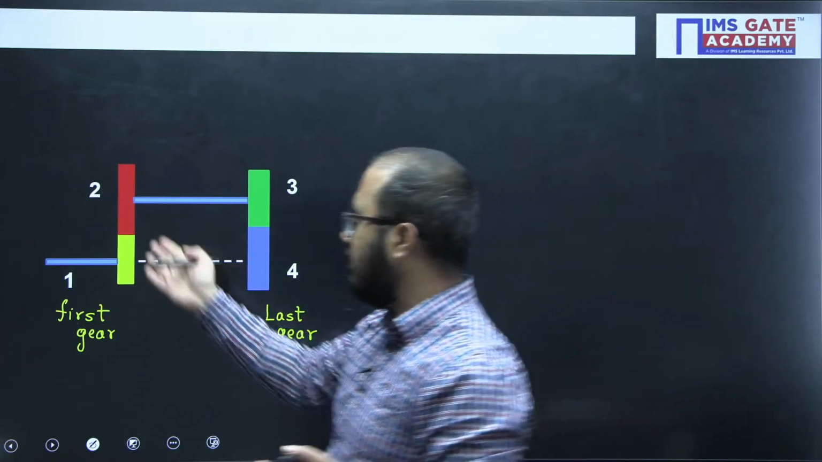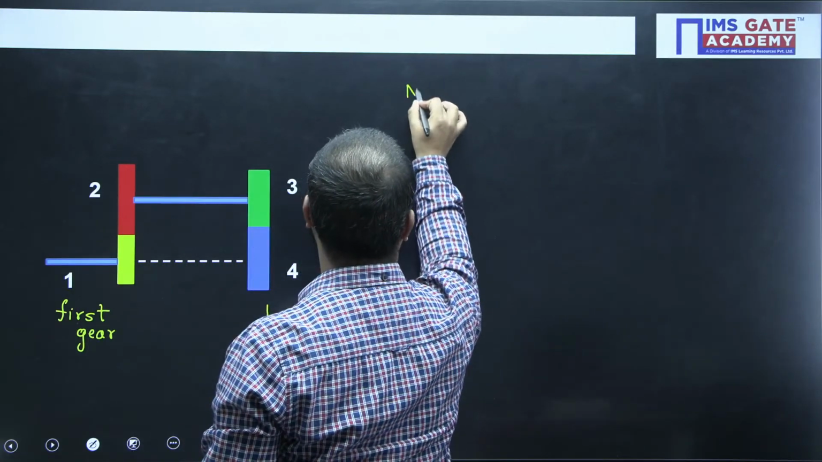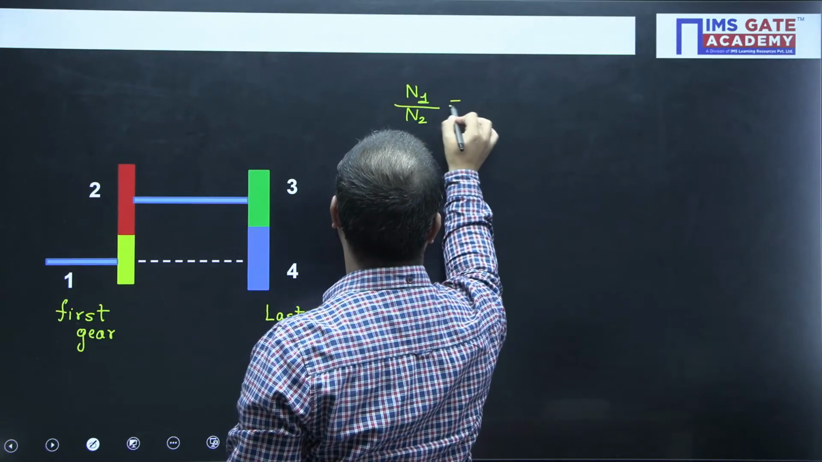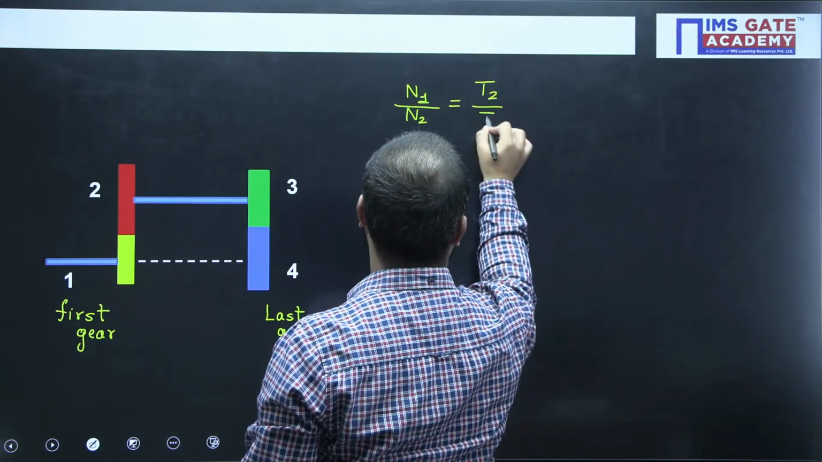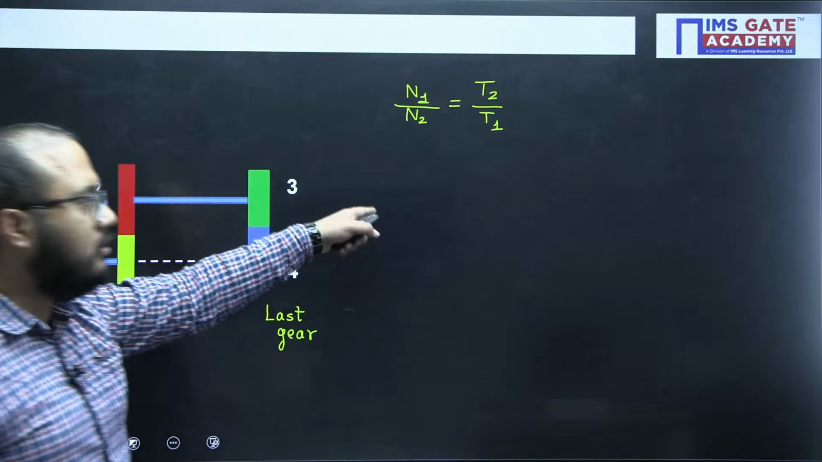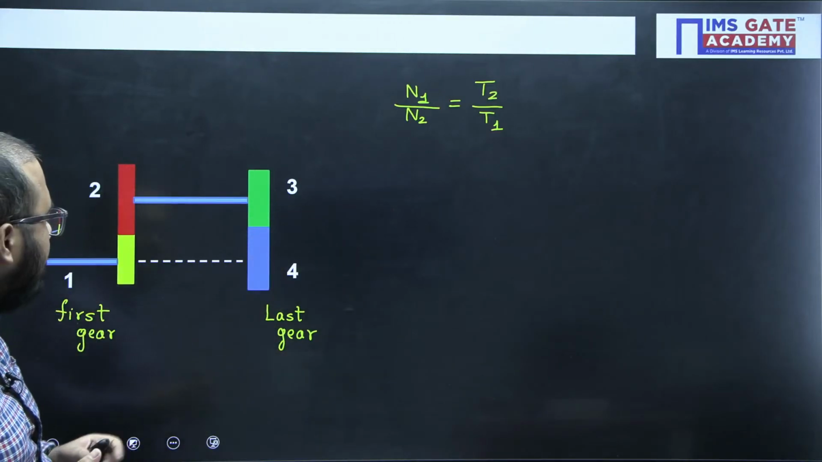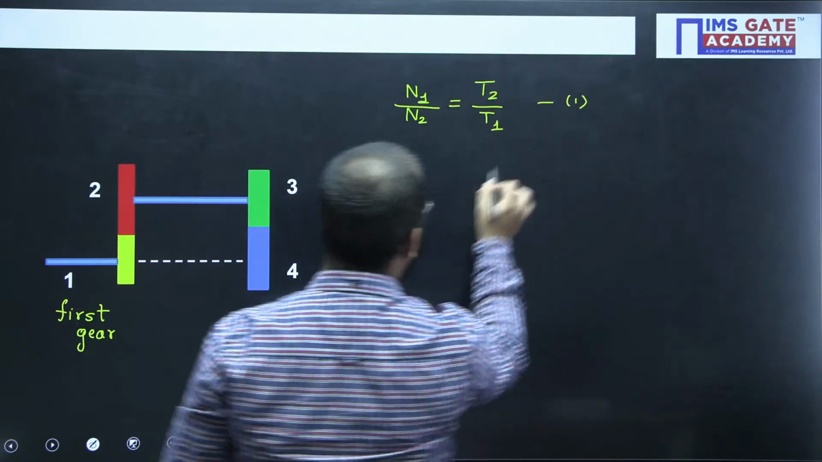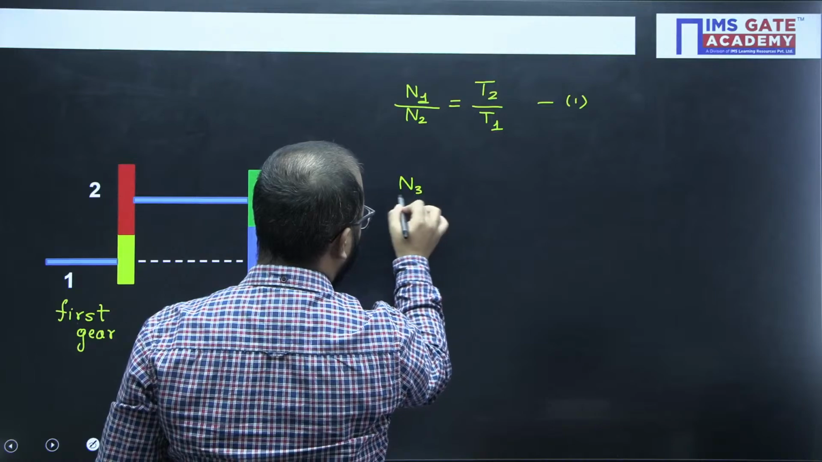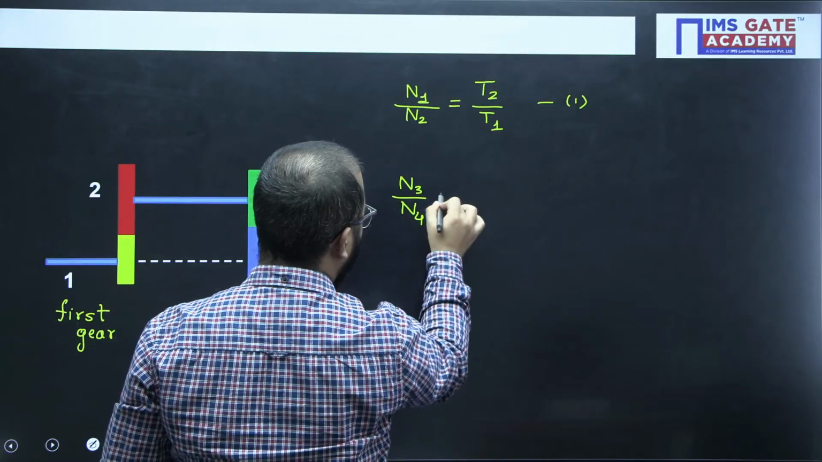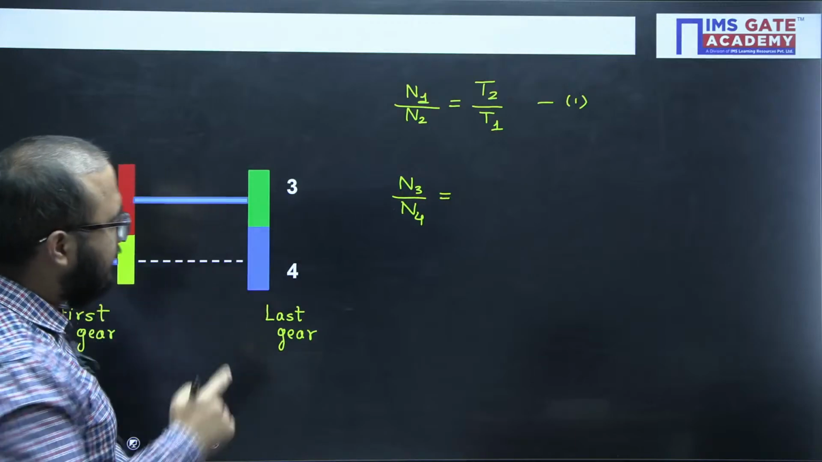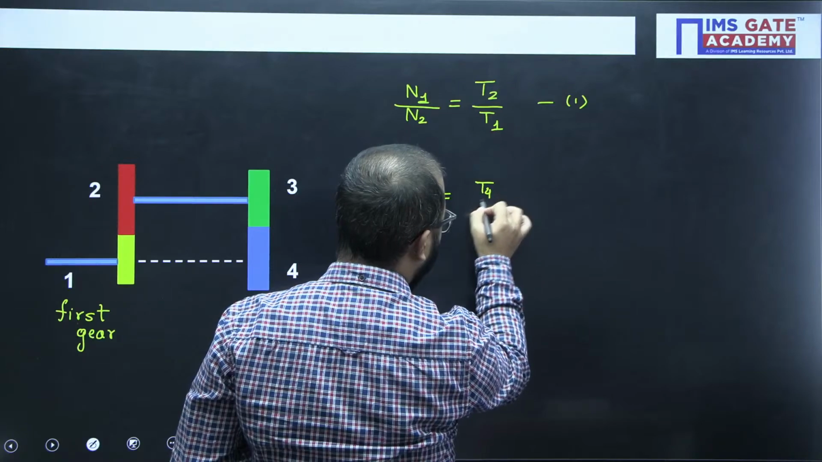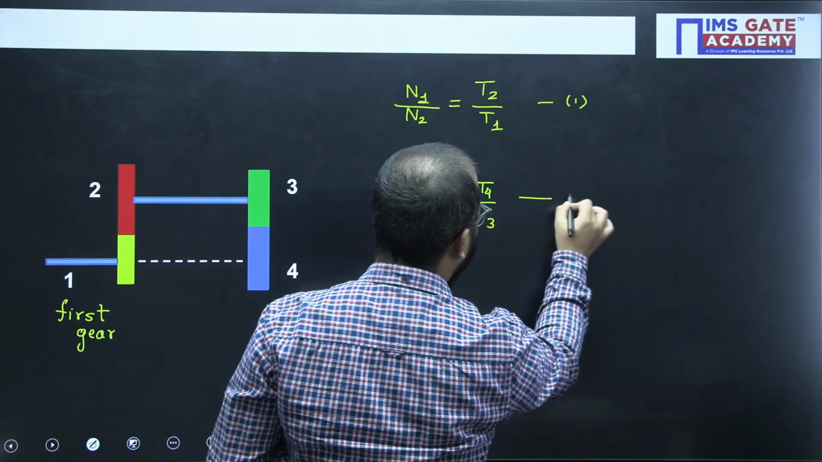Now, we can easily write down the velocity ratios here also. There is no issue, because 1 and 2 are in meshing, so the relation we can write directly is N1 by N2 equals T2 by T1. This is relation number 1. Then 3 and 4 are in meshing, so N3 by N4 will be T4 by T3. This is equation number 2.